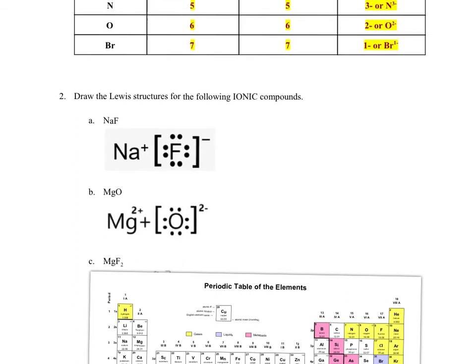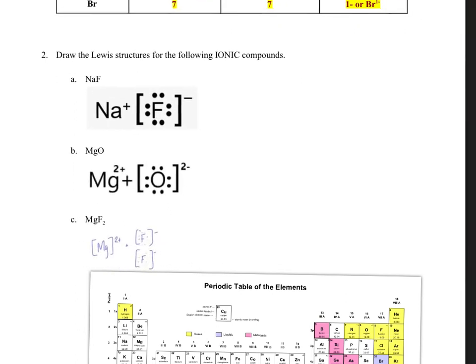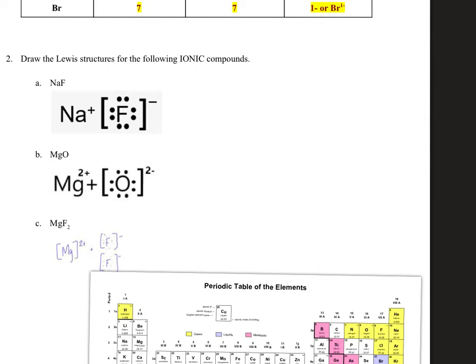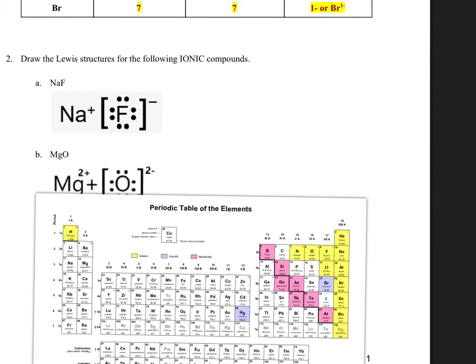So now let's look at these Lewis structures for ionic compounds. And the answers are written there for you, but let's go over them to see if we can do this. So how would I start with this? You would start with sodium, and it has 1 valence electron, and then you would start with fluorine, and it has 1, 2, 3, 4, 5, 6, 7 valence electrons.